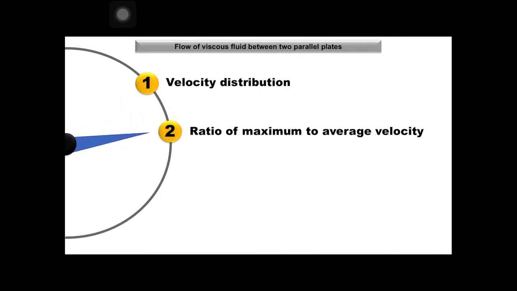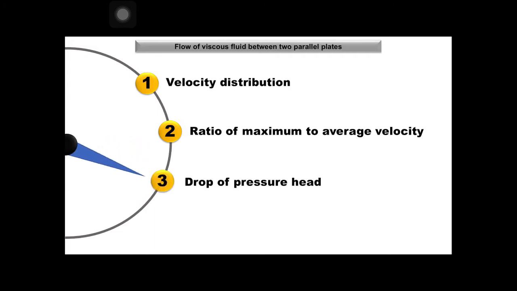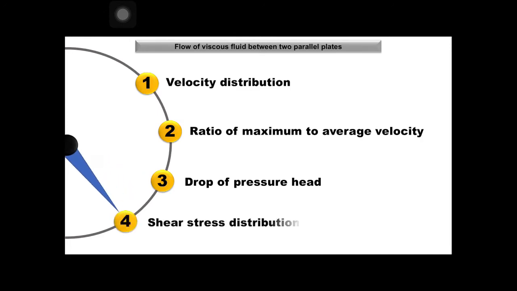So in this case, we are going to see the first one is the velocity distribution, the second is the ratio of maximum velocity to average velocity, third is drop of pressure rate between two sections of the parallel plates, and the fourth one is shear stress distribution. So these are the 4 points we are going to study in this section.